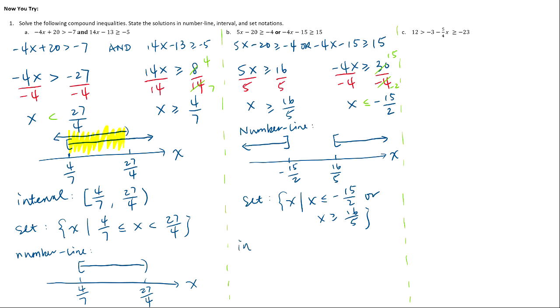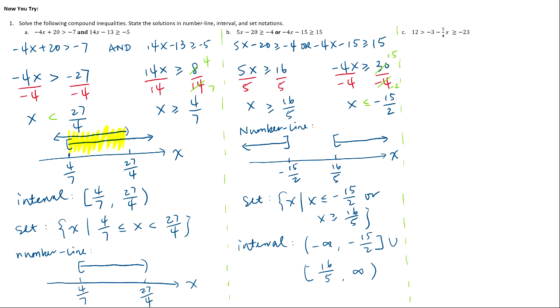Lastly, for the interval notation, whenever we have two intervals, we have to connect by union for this or situation. The first interval is starting from negative infinity, ending at negative 15 over 2, inclusive. We can use union for connecting the interval from 16 over 5 all the way to infinity as a result. So that's how we write the final answers in all three notations.